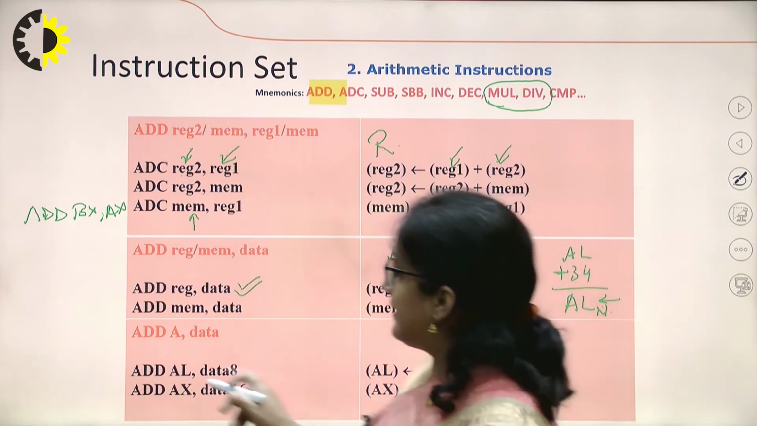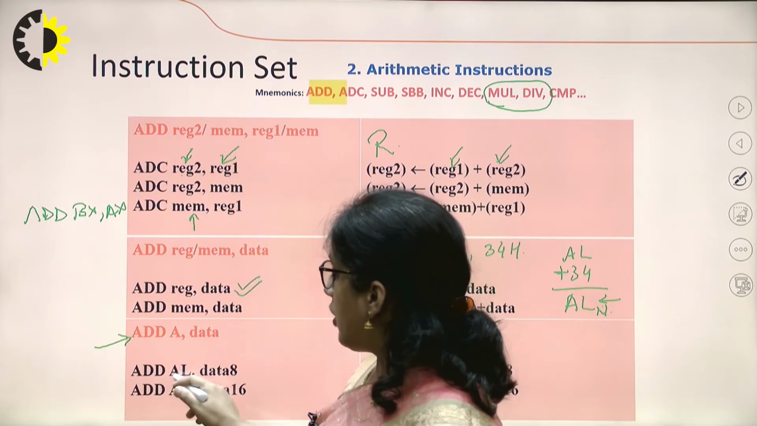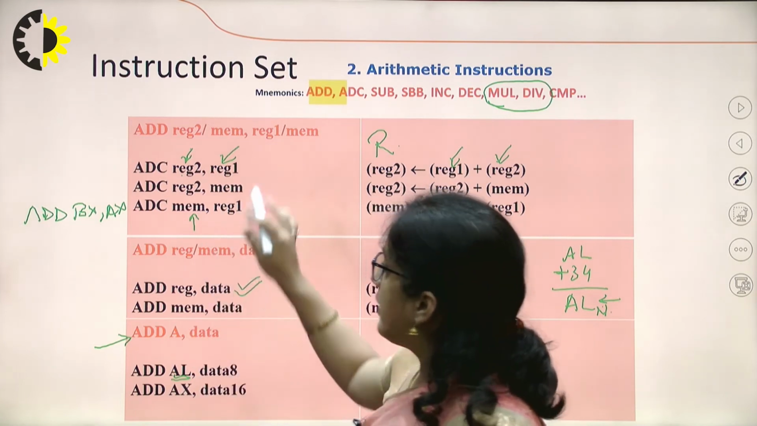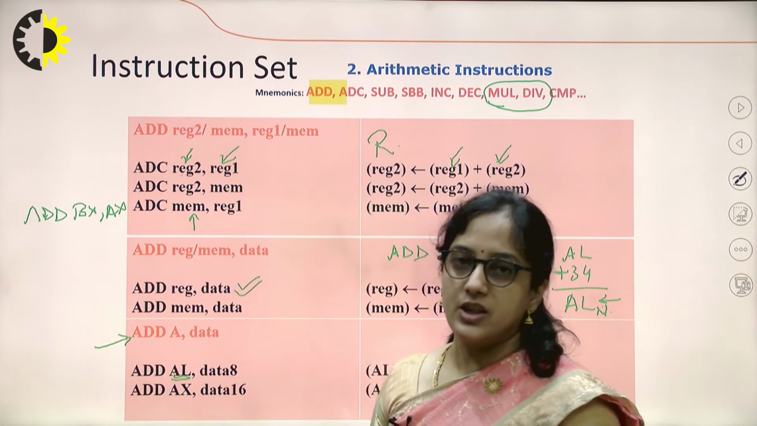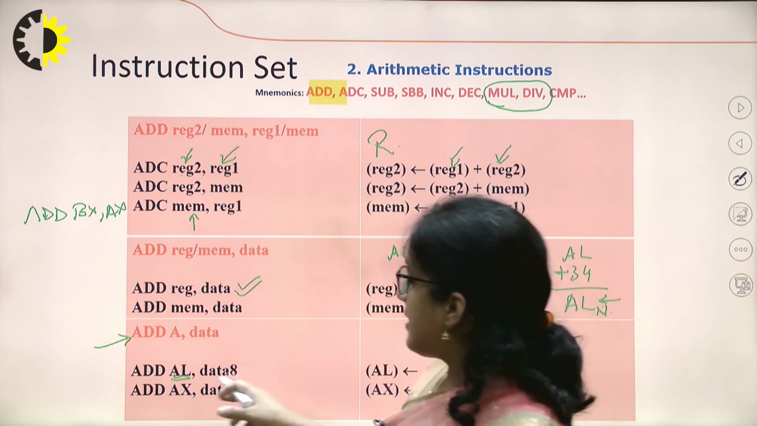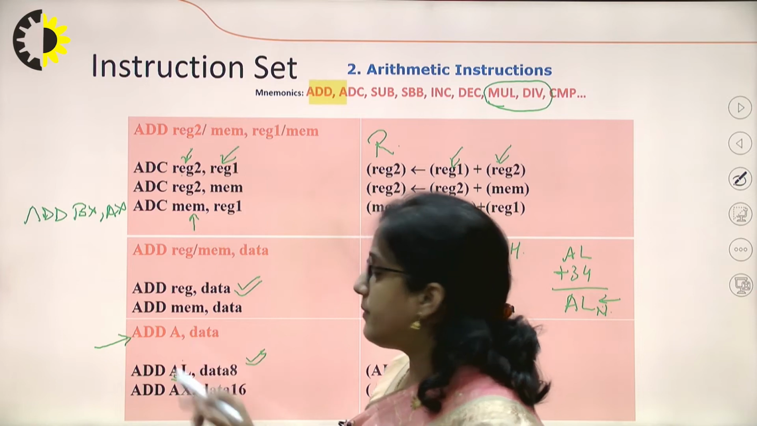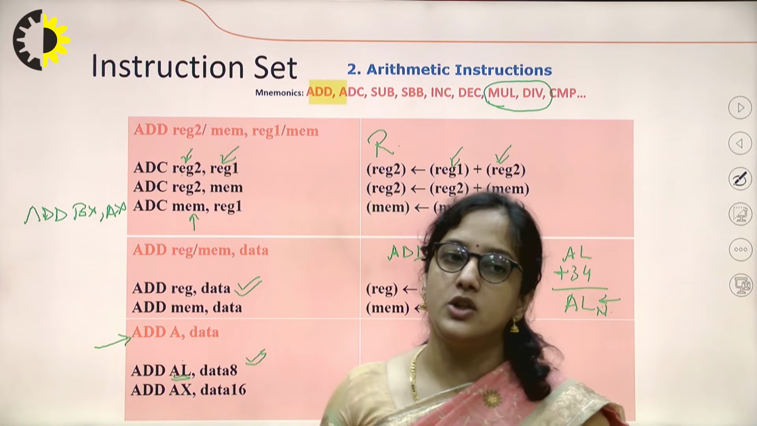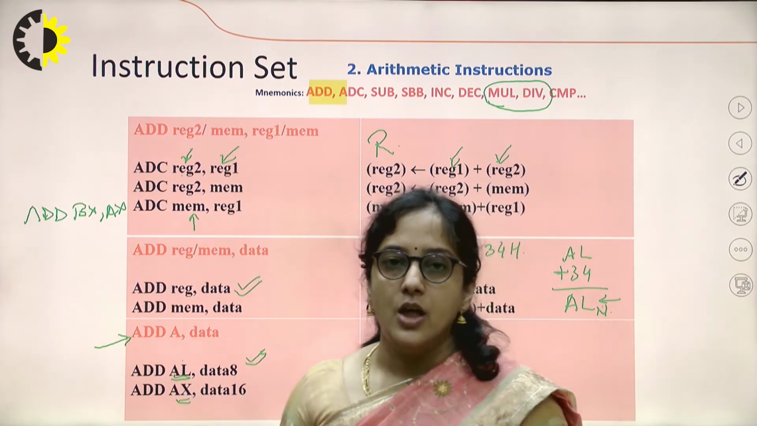Now in this third case, here we are specifying that one of the operands must be an accumulator. In these two cases, we are just generalizing that any of the registers can be used as a destination register, or you can say to hold the result. But in this case, we are specifying that if we are performing 8-bit addition, then AL will be the place where the result is stored, and if we are performing 16-bit addition, then we are using the AX register to hold the result.